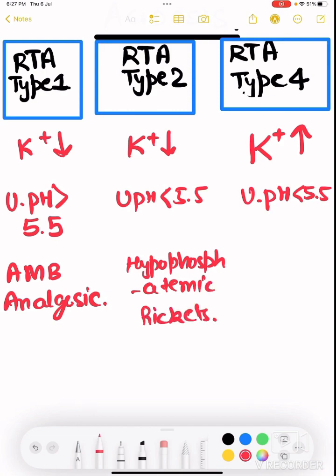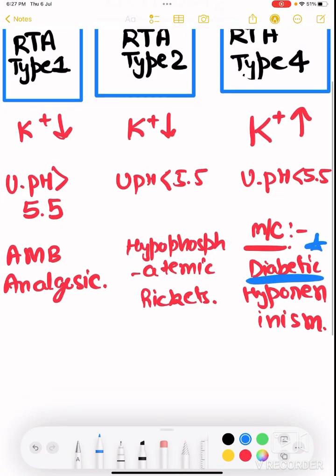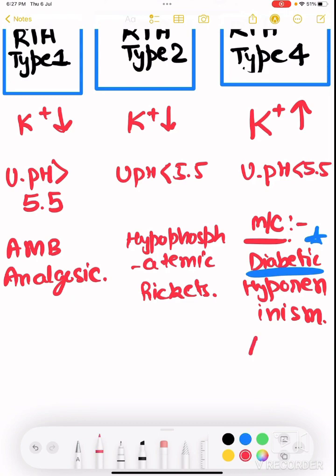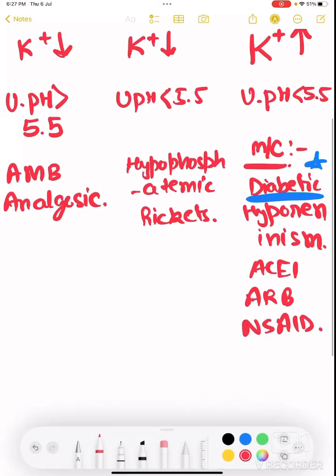And lastly, RTA type 4, you have to remember the most common cause of it. It is diabetic hyporeninism, or diabetes, right? So the most important cause over here is diabetes. This has been asked once in INICET and NEET PG examinations. It is very important, right? Apart from that, ACE inhibitors, angiotensin receptor blockers and NSAIDs cause RTA type 4, right?